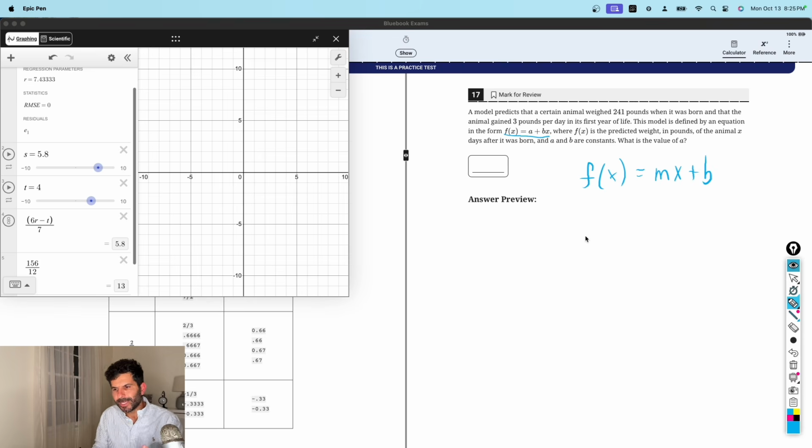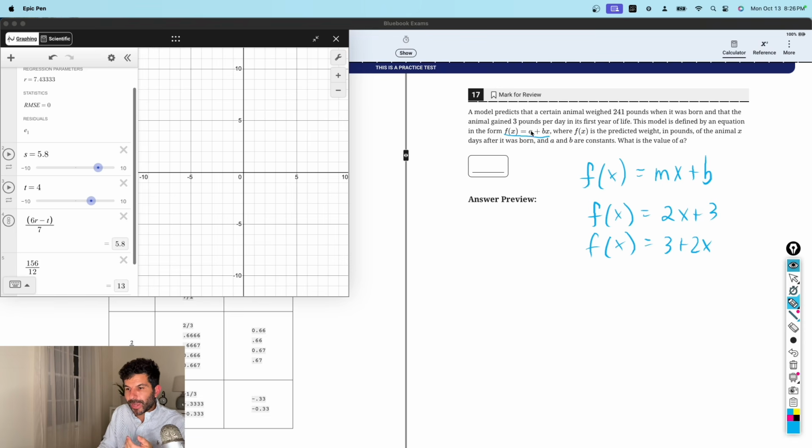Is that okay? Yes, it is. Of course it is. f of x equals 2x plus 3 is the same thing as 3 plus 2x. They are the same exact linear function. You just have to understand that the slope, which is our rate of change, is going to be the value with the x. The number on its own is our initial value, which is our y-intercept. So if I'm looking for a, which in this case is my initial value, I'm going to go right here with my initial value of 241. So it's going to be 241 for my answer for number 17.